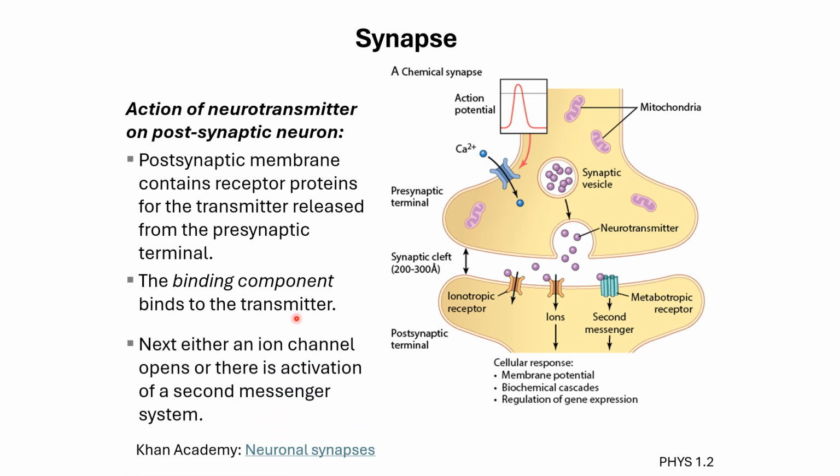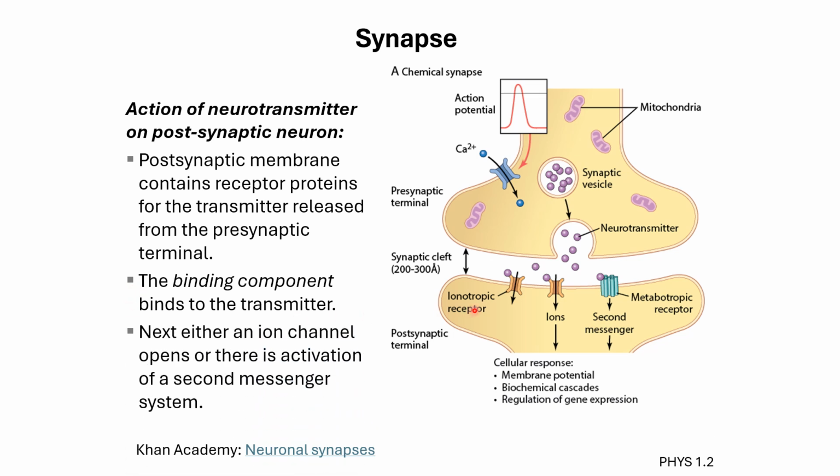The ion channel then opens if the neurotransmitter binds with it, right? So neurotransmitter binds, then you might get the opening of an ion channel, or you might get a second messenger effect, which is a different type of cellular response. Either way, you may get a cellular response in this cell because of the action potential that was sent down this cell.